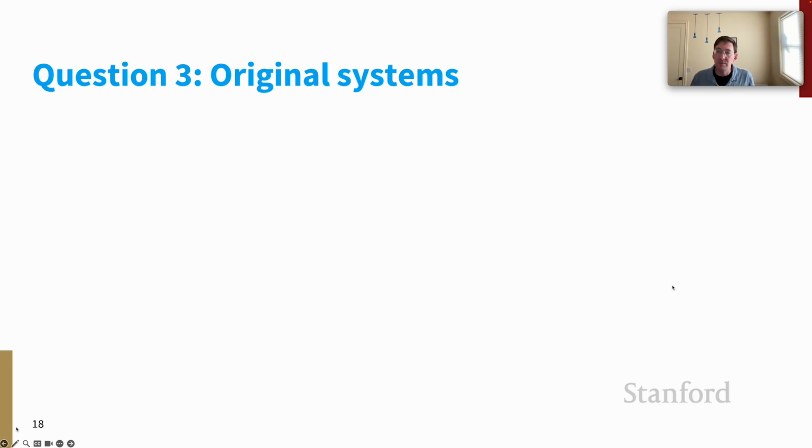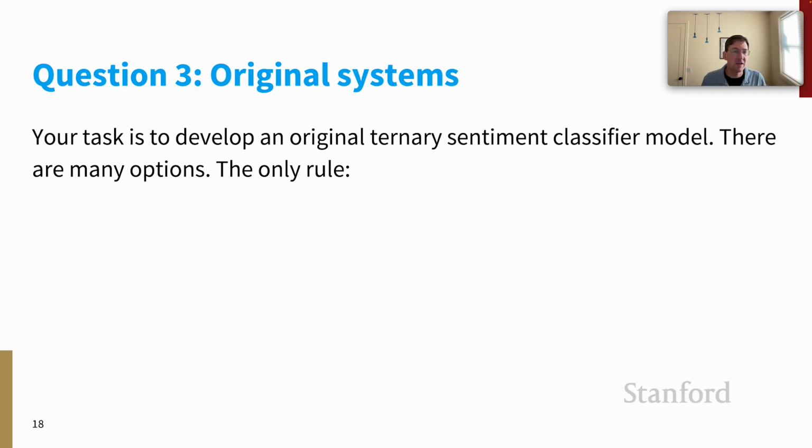And now we come to the heart of it, in my view, the most exciting part, question 3, original systems. You can do pretty much whatever you want. The task is to develop an original ternary sentiment classifier model. There are many options for this. We have really only one rule.